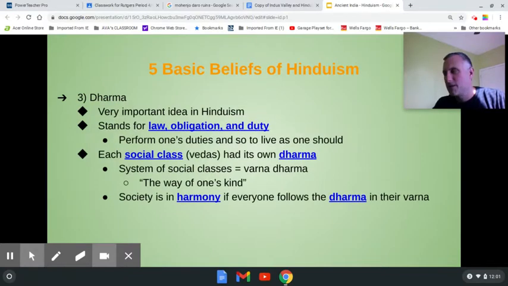And the last one, I think we'll get to this in periods 4-6, so I'm going to talk about it, is dharma. Law, obligation, and duty was already said. In the social classes, the Vedas are the social classes. Each social class has what's good behavior for that. So like a government person, how do you be a good governor? How do you be a good merchant? The way of one's kind is considered the Varna Dharma.